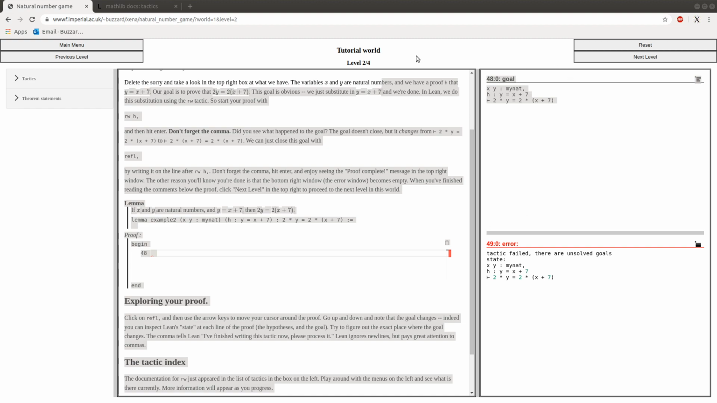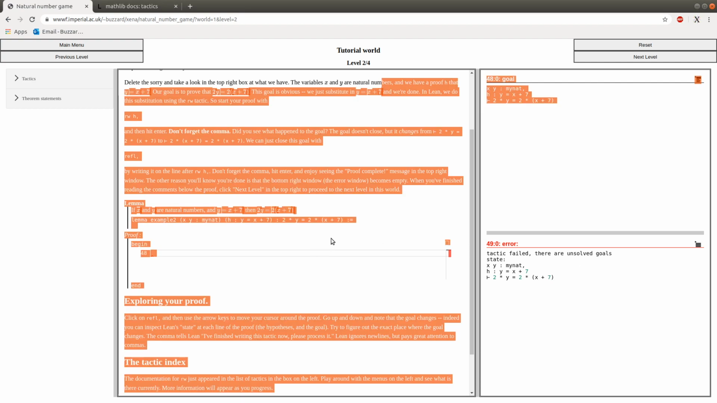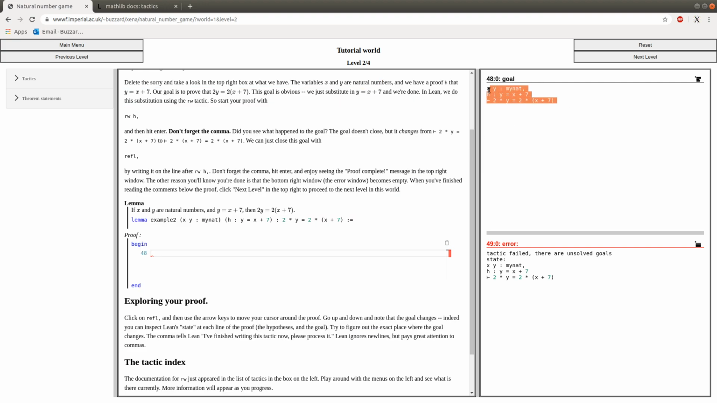So all that stuff that's grey, oh, there you go, it is orange. All that stuff that's orange says x and y are natural numbers, and that says h is a hypothesis that y equals x plus 7, and we're trying to prove that 2y equals 2x plus 7.